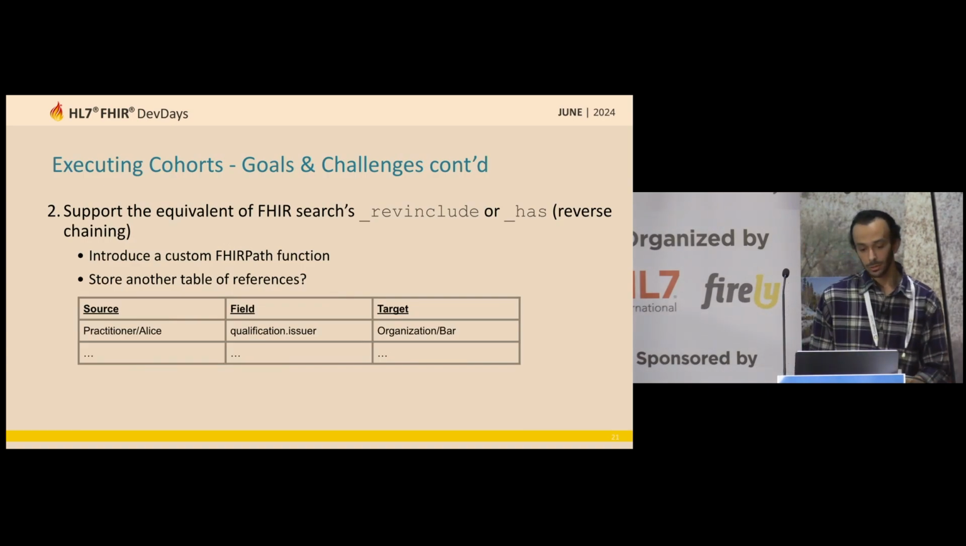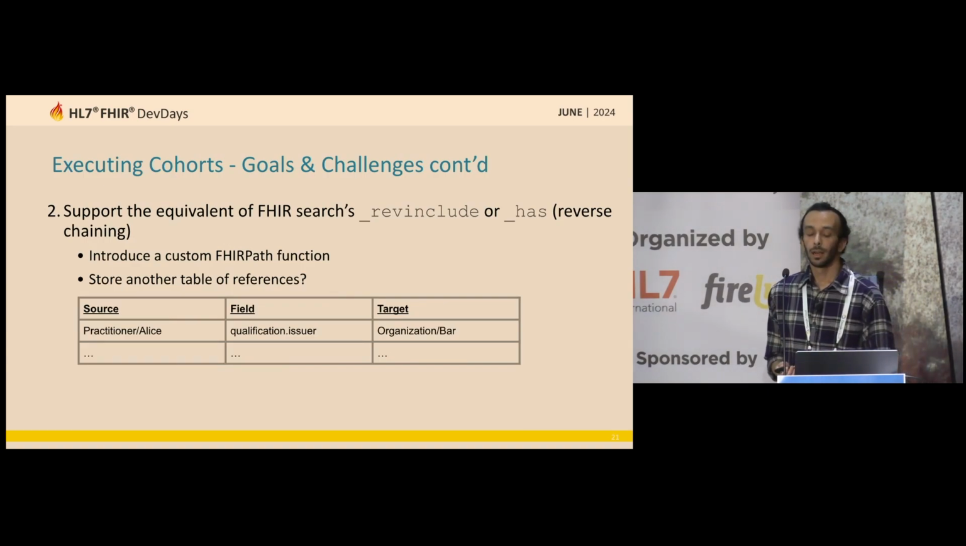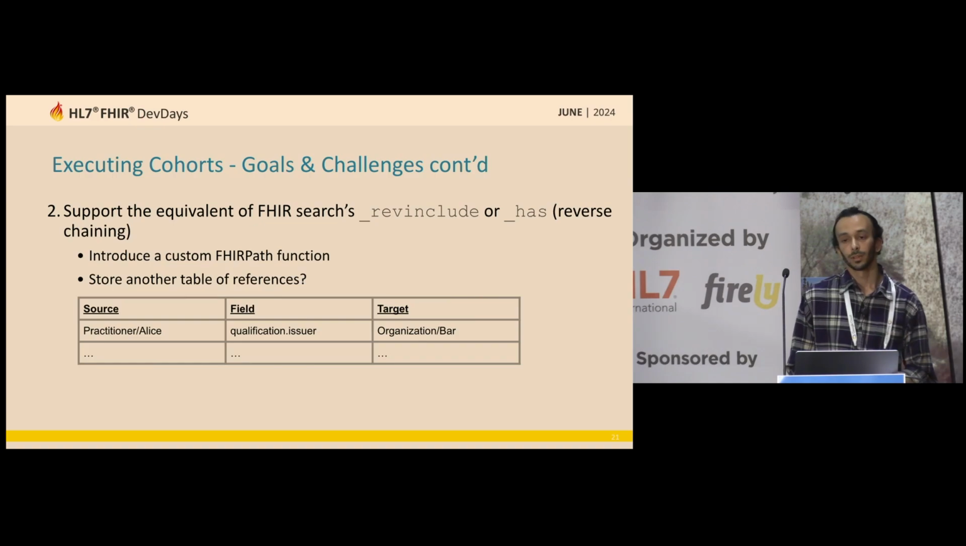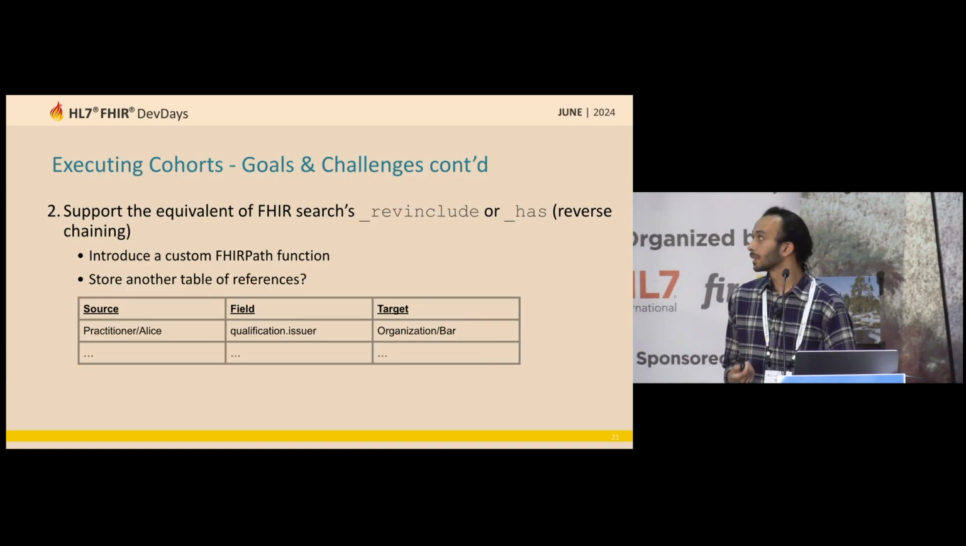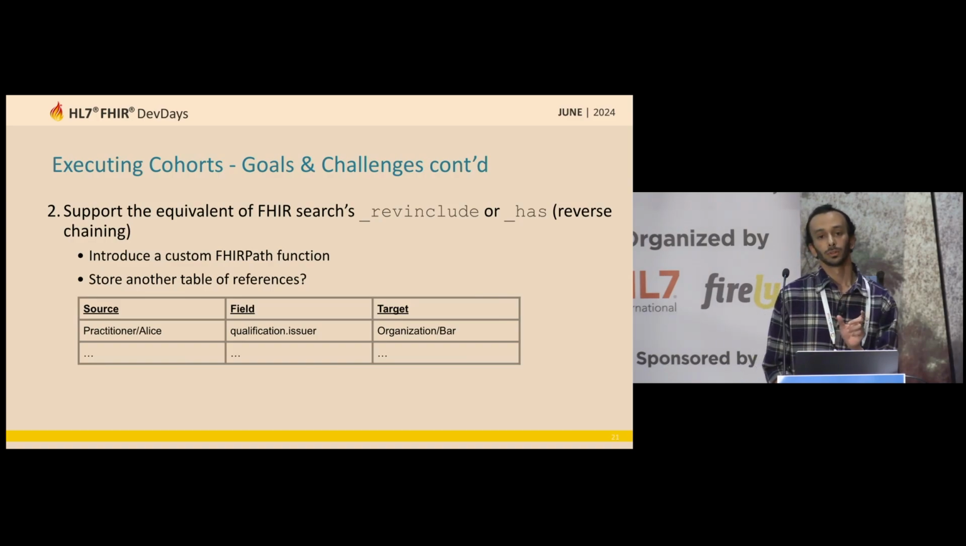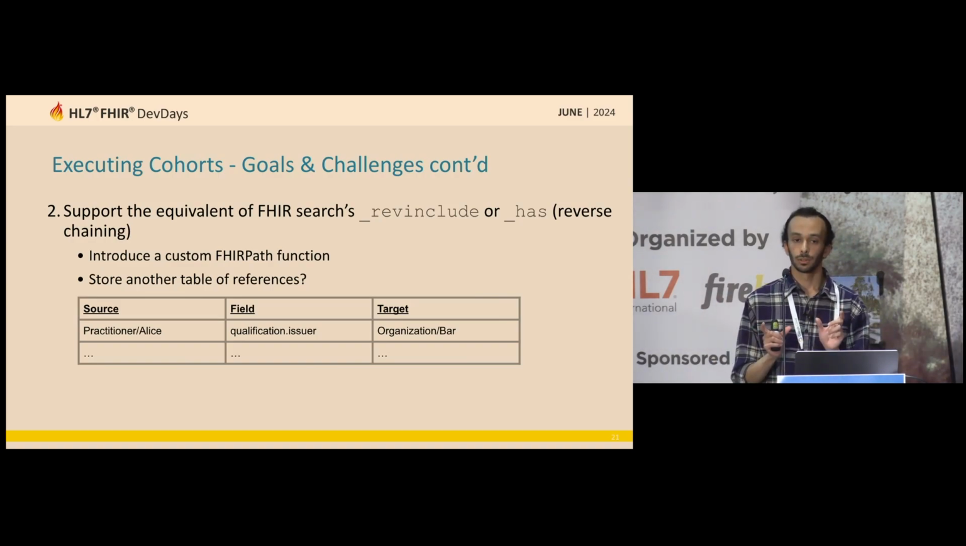Second challenge is we actually wanted also to support something which does the opposite of resolve, something similar to revinclude of search. There are actually some cohort definitions that you cannot express using resolve only. You would need the inverse of this. If there is time at the end, I can give examples of such expressions. But in short, we wanted to support something where you give it a patient, for example, and you want any conditions that point to this patient. In this case, you don't know the ID of these conditions.